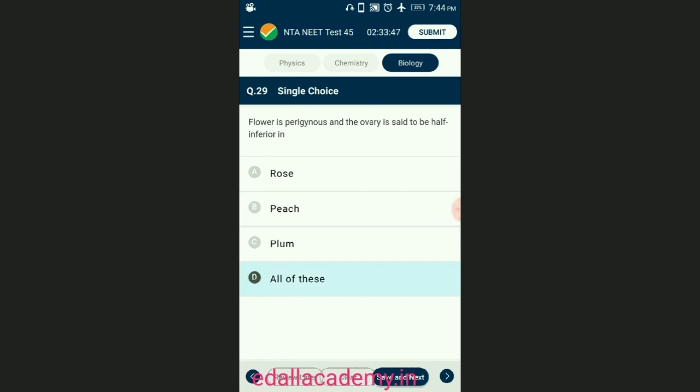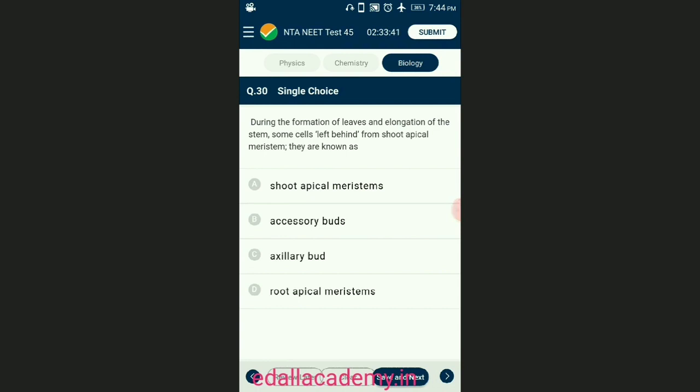All of these. Question number 30. During the formation of leaves and elongation of the stem, some cells left behind from the shoot apical meristem are known as. During the formation of leaves and elongation of the stem, some cells left behind from the shoot apical meristem constitute the axillary bud. Such buds are present in the axils of leaves and are capable of forming a branch or a flower. So the answer for this question is option C, axillary bud.